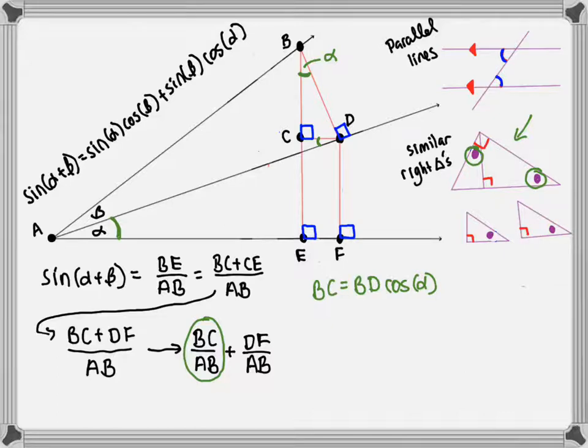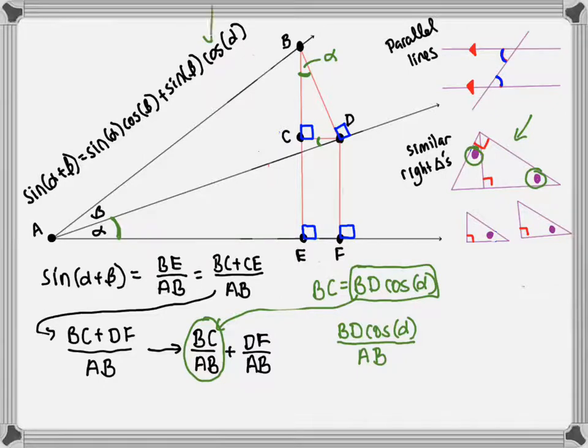And we know that BC is going to equal this. So I'm going to substitute that in for BC right here and rewrite. So I'm going to get BD cosine alpha all over AB. Now, what's interesting about this is that I've got a cosine alpha, and that's part of what I'm trying to achieve up top in my proof. And I have BD over AB.